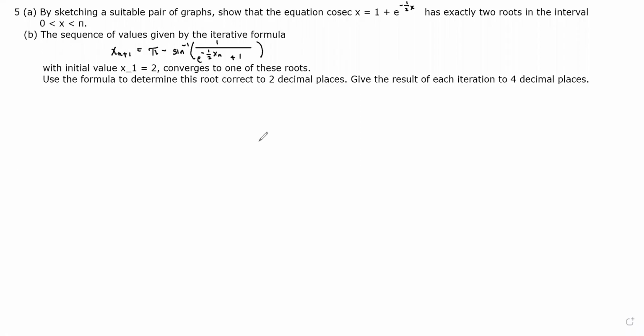By part A, by sketching a suitable pair of graphs, show that the equation cosecant x equals 1 plus e to the negative 1 over 2x has exactly two roots in the interval from 0 to pi. We can let y1 be cosecant x and y2 be 1 plus e to the negative 1 over 2x. We sketch the graph y1 and y2 in the interval from 0 to pi.